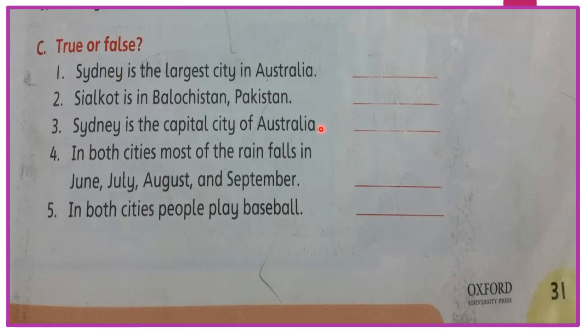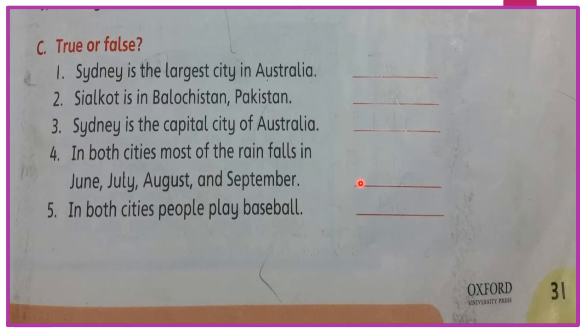Moving on to number 3, which is Sydney is the capital of Australia, which we know is a false statement as the capital city of Australia is Canberra. We have discussed it in today's lesson as well. So you are supposed to write down false against this statement here in the space provided.